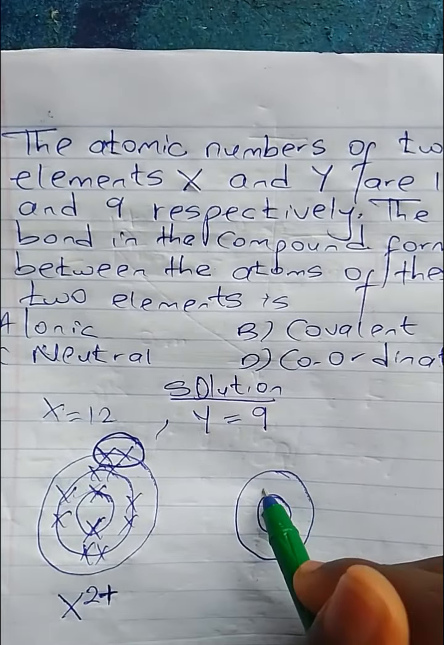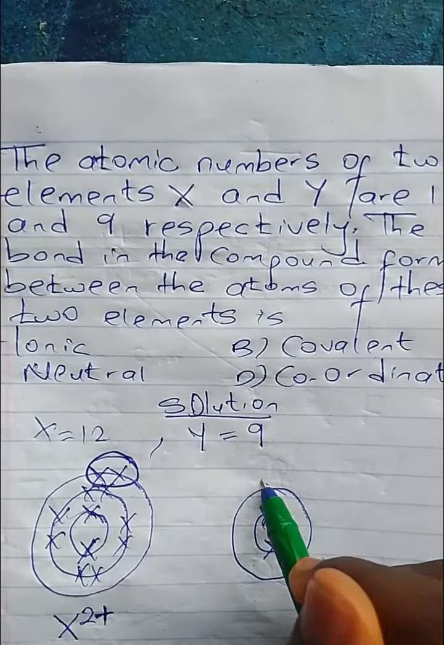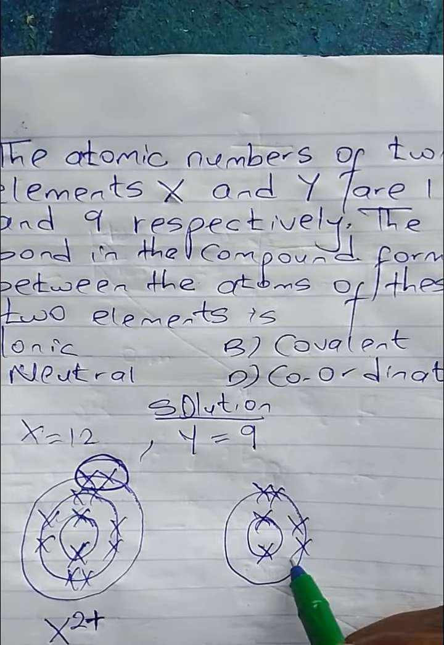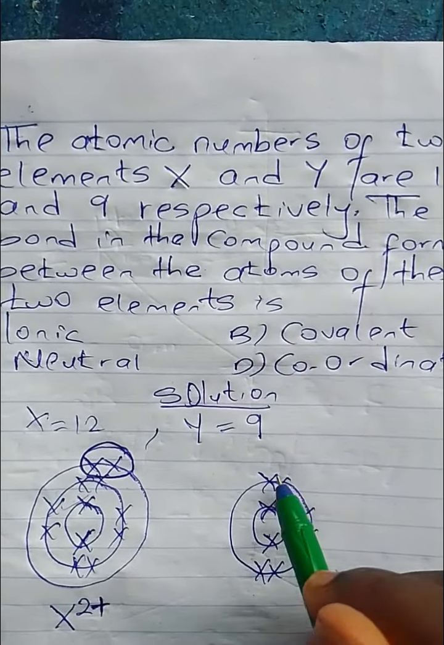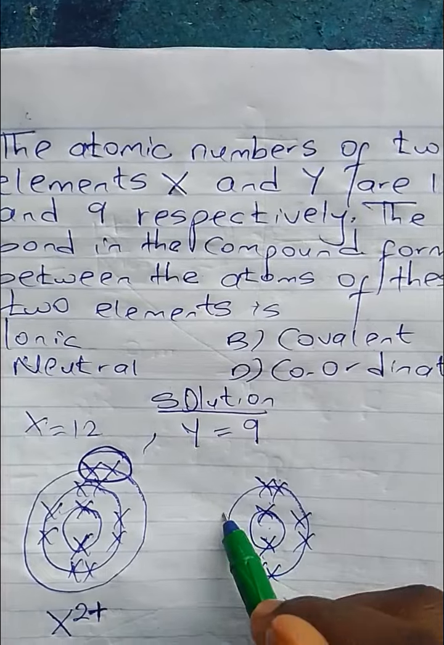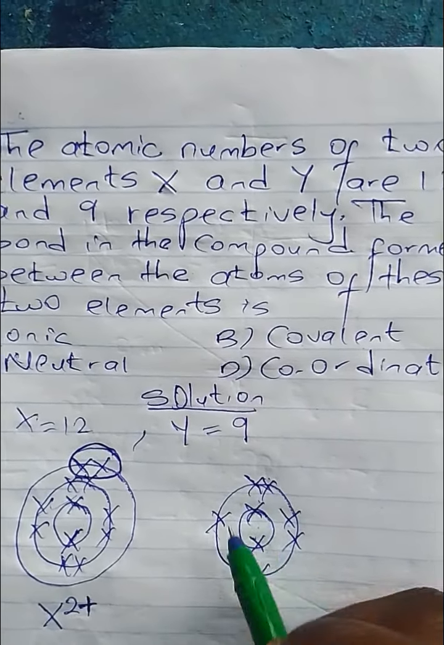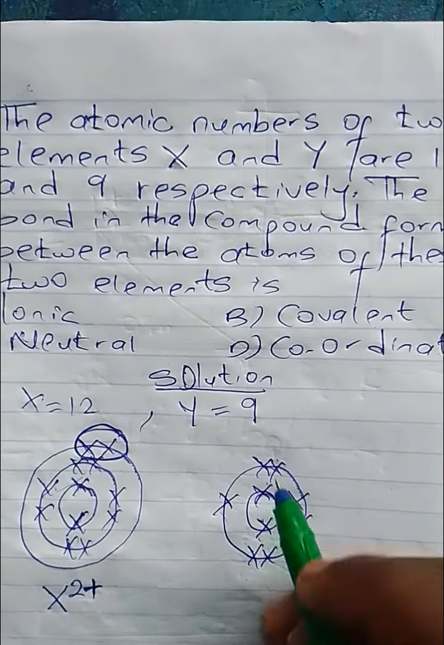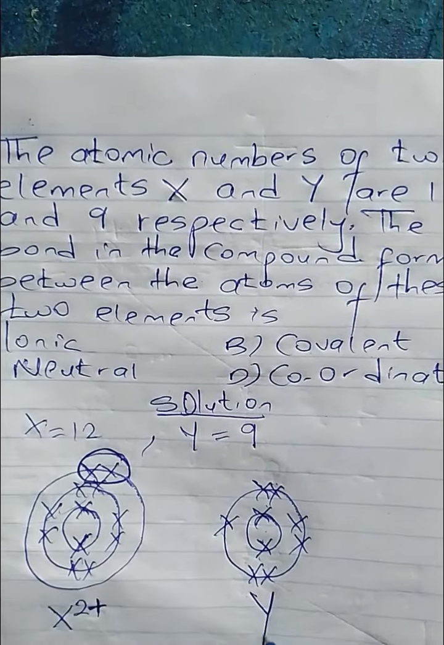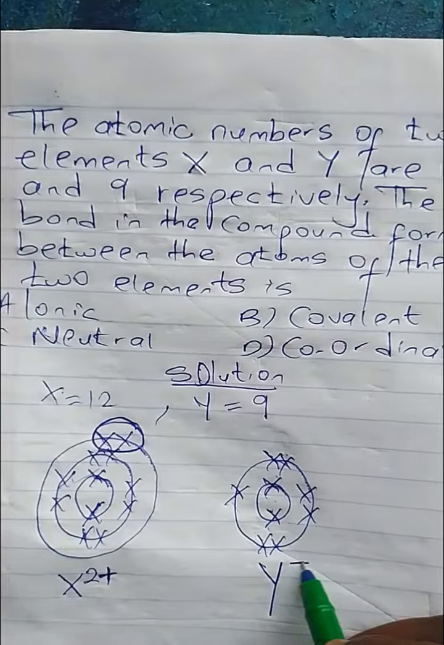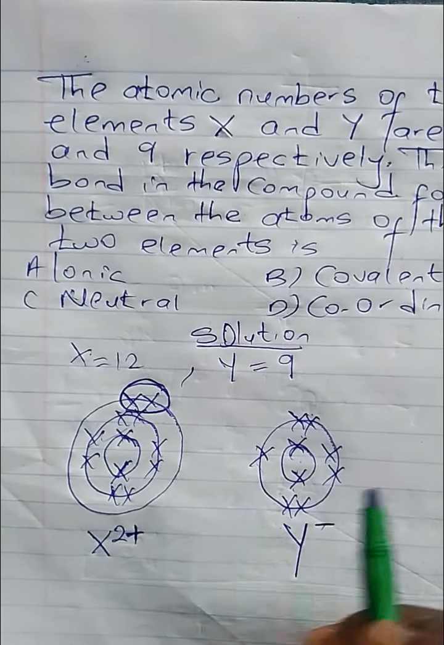Now moving on to element Y. Since it's 9, we have two shells. We have 1, 2, then 1, 2, 3, 4, 5, 6, 7. That is 2, then 7, making 9. Now it needs 1 to complete 8. It needs 1 to complete the octet and obtain a stable electronic configuration. So element Y needs 1, while X needs to give out 2 to be stable.